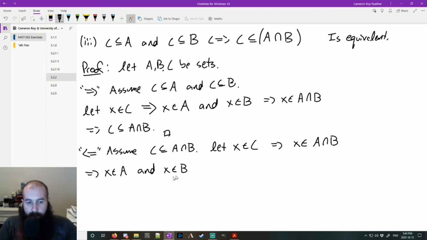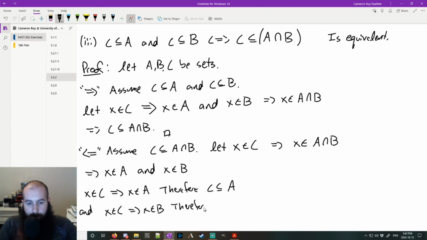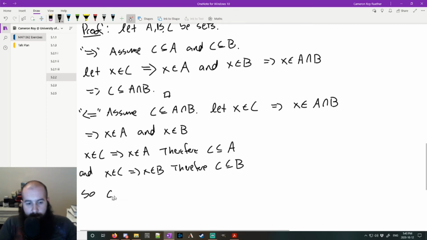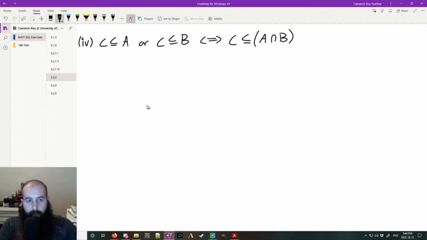So we have two overall implications here. We have X in C implies X is in A. Therefore, C is a subset of A. And we have that X is in C implies X is in B. And therefore, C is a subset of B. So C is a subset of A, and C is a subset of B, which is the left-hand side where we were trying to get to, which completes the proof.